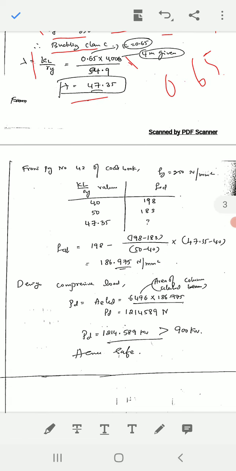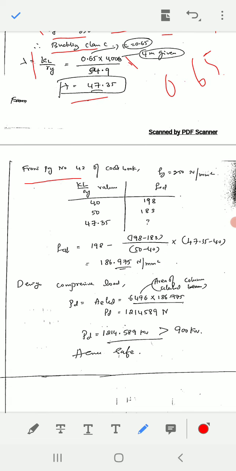After getting the lambda value, what is the process? Page number 42. I'll not show you again. You know it. In the code book, for Fy 250, for KL by R 40, 50, 198 and 150, 47.35. How to calculate, by using this method or by using a calculator. So we got FCD as 186.975. Then you have to go for the compressive load. PD is equal to A FCD.